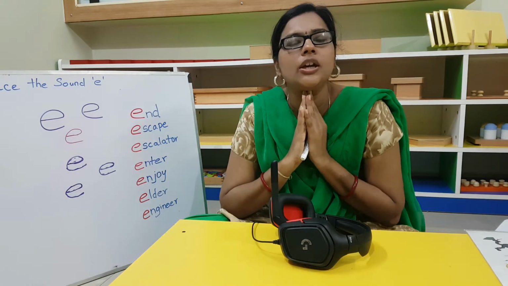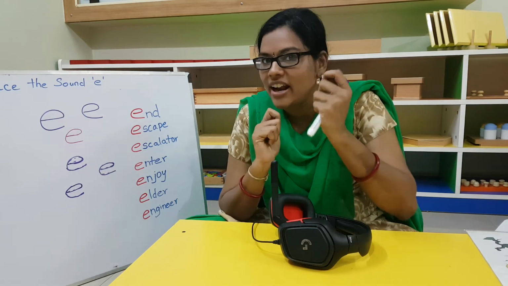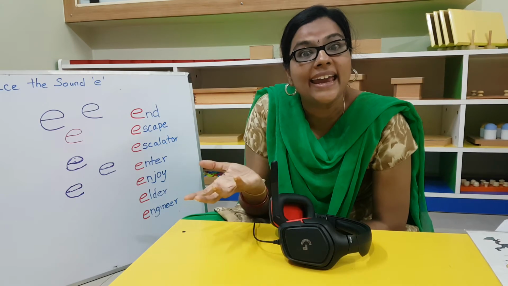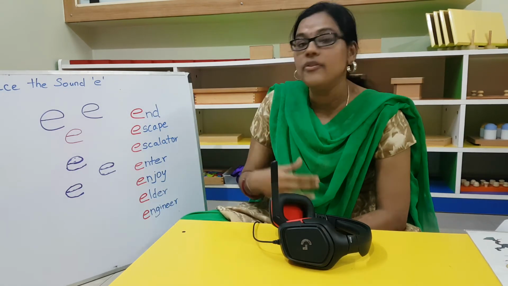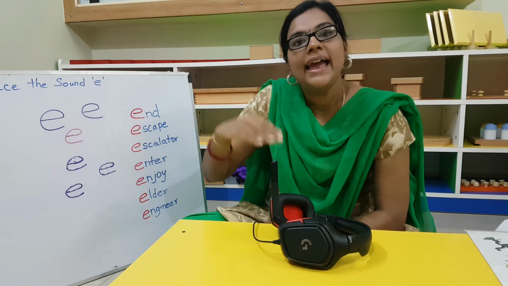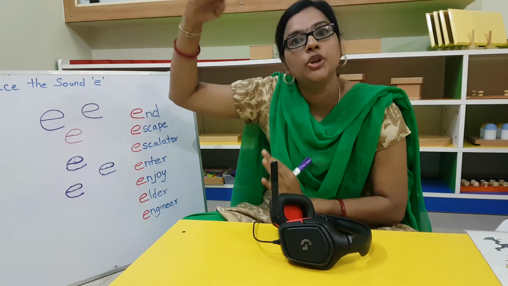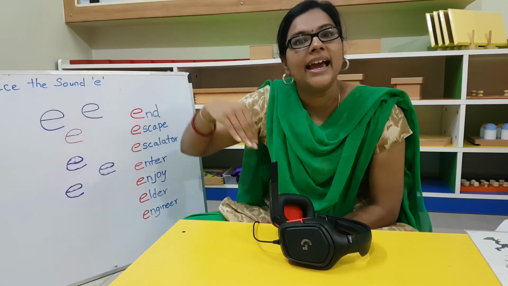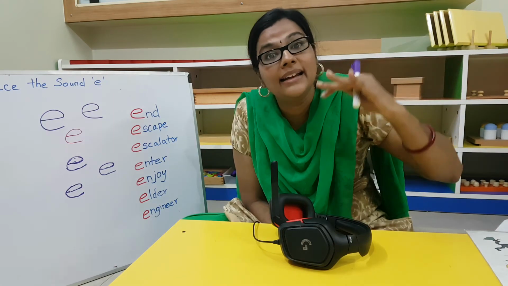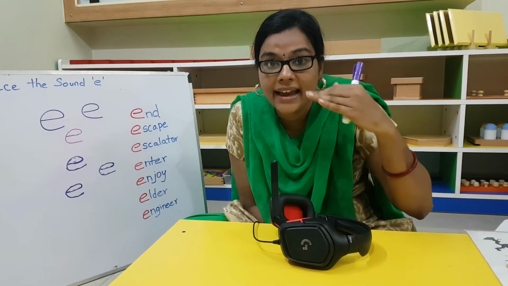Then you have enjoy. You have something very nice. See, for example, ice cream. You have an ice cream to eat. What will you do? You will eat and enjoy it. Enjoy. Then you have elder. Elder brother, elder sister. Elder means those who are older than you, bigger than you. We commonly call grandparents elders. Elder.